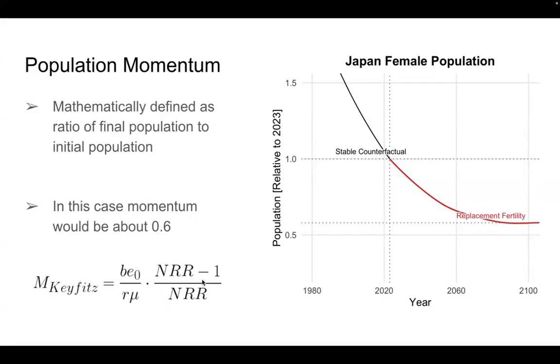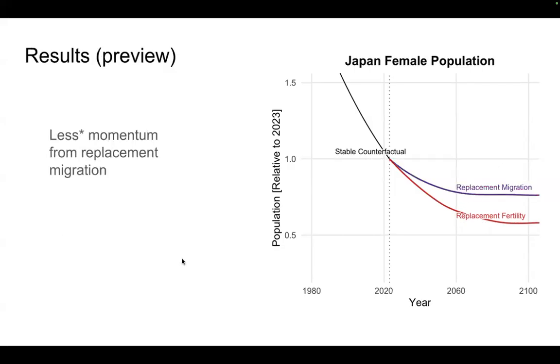Okay, so this is classic population momentum with replacement fertility. Now I'm going to preview the main results from this work, which is that you can see I've added this purple line here, which is the replacement migration line. And so what happens here is that in 2023, we can think instead of changing fertility rates to enforce long-term stationarity where the population doesn't change, you change migration rates to get the same outcome.